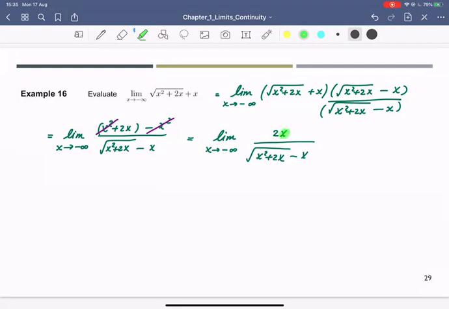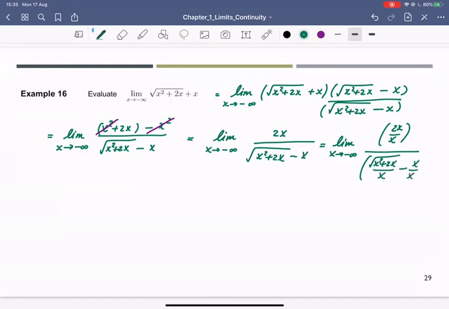So I have highest degree 1 on the top. On the bottom, I have highest degree x squared, take the square root, so 1. So I expect the answer to be the ratio of coefficients. So what I'm going to do is divide everything by x, because that is my highest degree. So it's going to be 2x over x. The bottom, I'm going to have this over x. All right. And now let's simplify a little bit. So the top I have 2. The bottom I have minus 1 here.